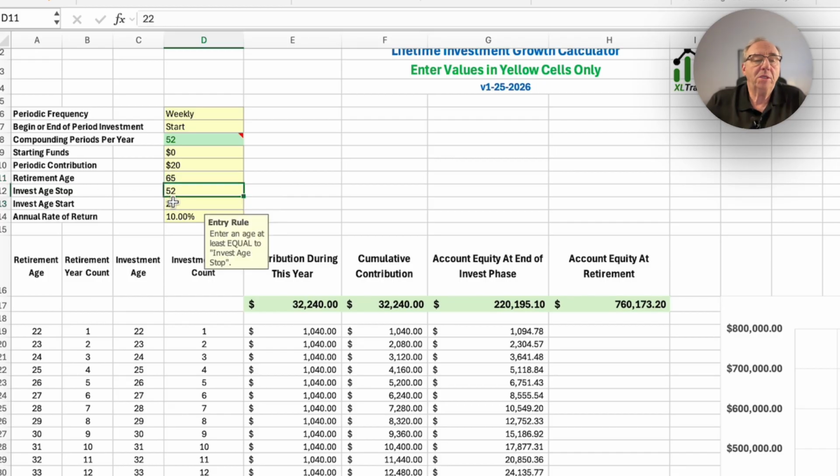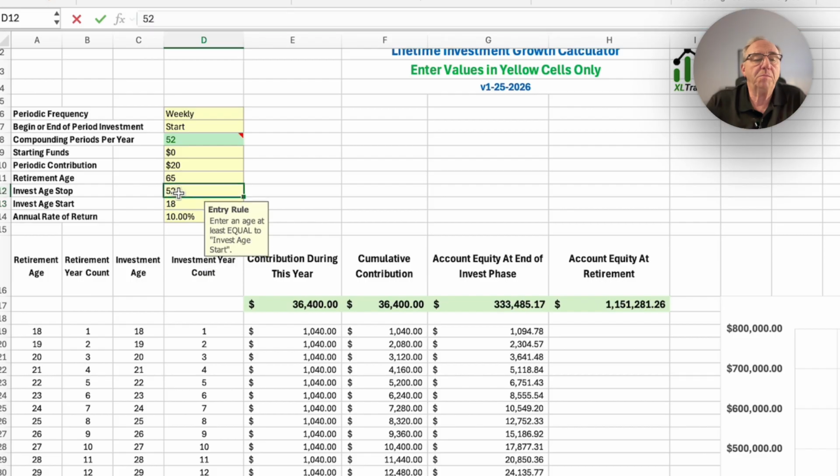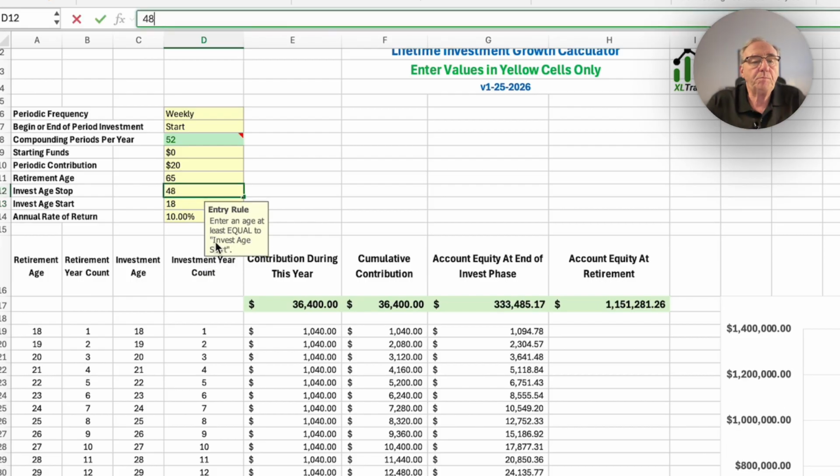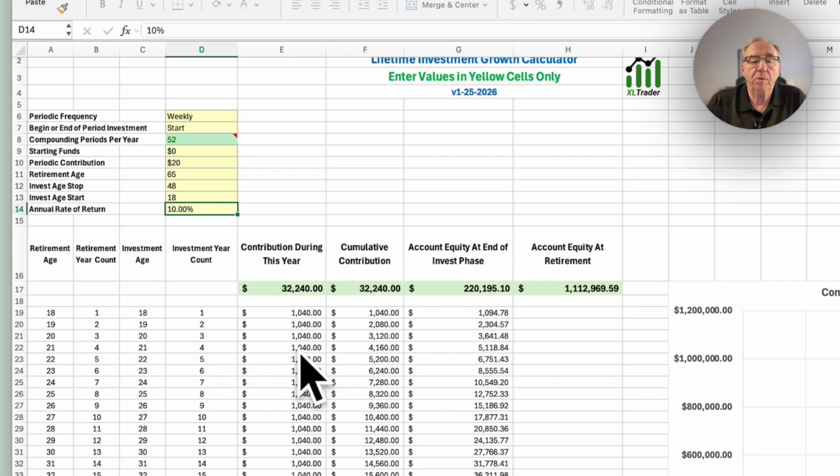And I'm going to jump down here. Investment age start. Let's make that 18. Let's say you get a job in high school and you're going to start investing at the age of 18, $20. And then you're going to do that for 30 years. So let's make this 48. So you start at 18, you go to 48. And then the annual rate of return, I'm going to leave that at 10%. So let's go over to the table and the charts and see what happens.